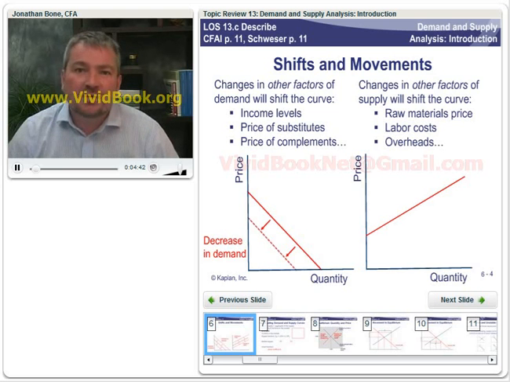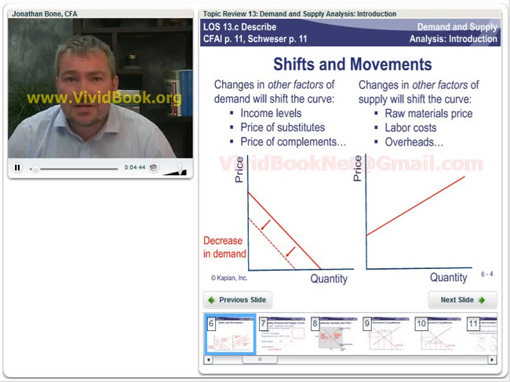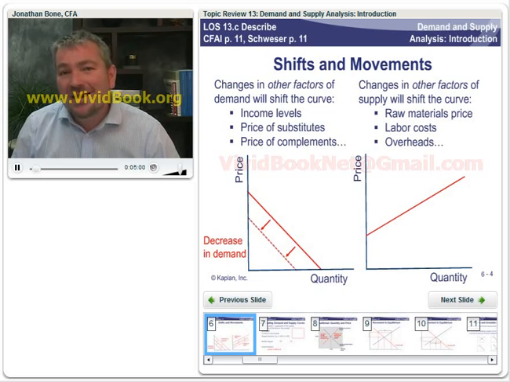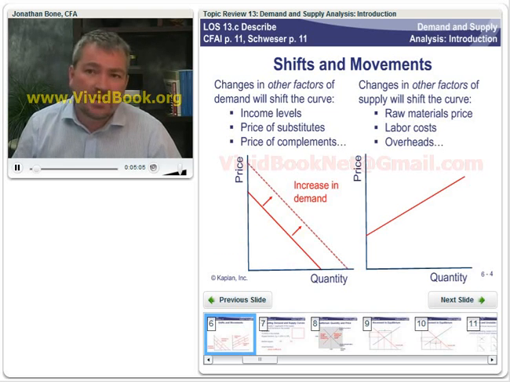Now, of course, if income levels potentially fall, if substitute products become cheaper, if complementary products increase, that's going to decrease the demand for your product at each price level. So notice our demand curve shifts. Now, of course, if income levels rise, substitute products increase in price or complements fall in price, then that's going to increase our demand.